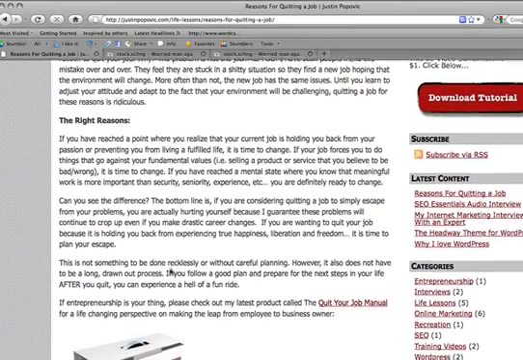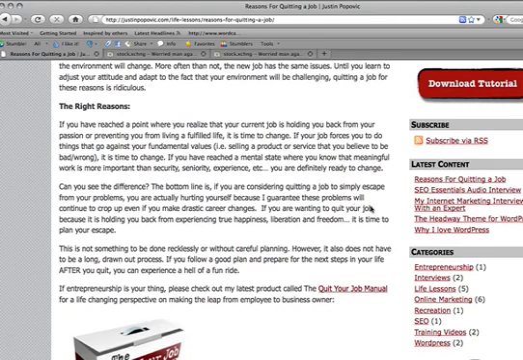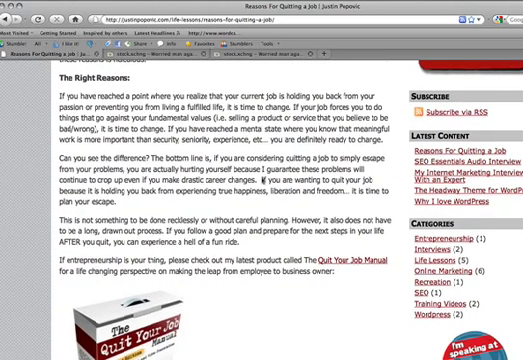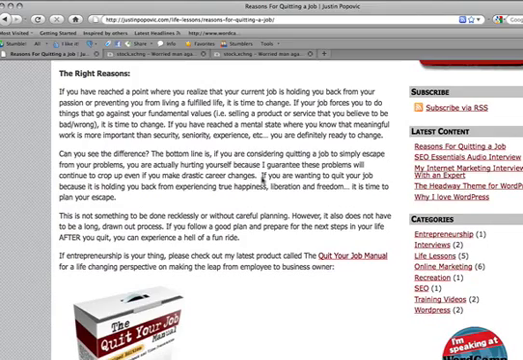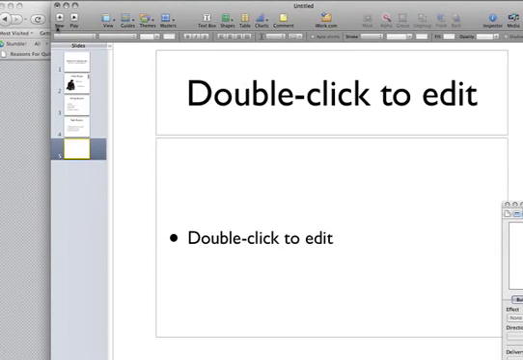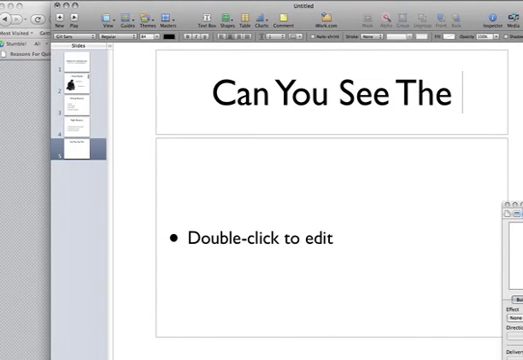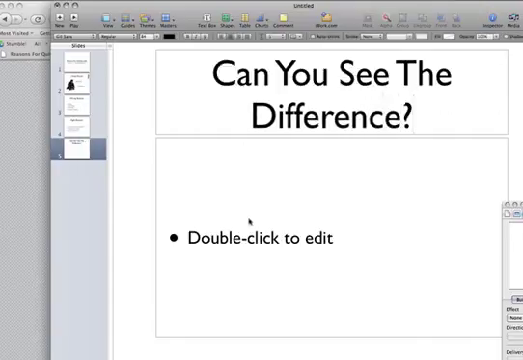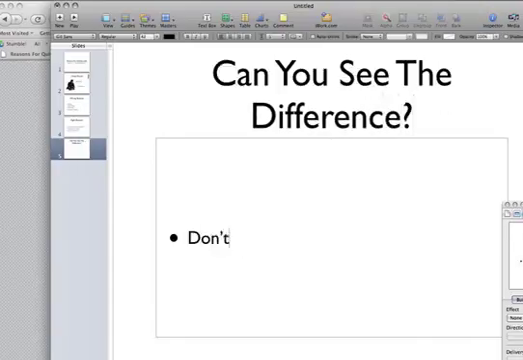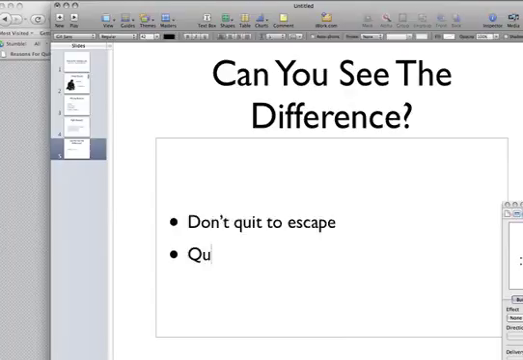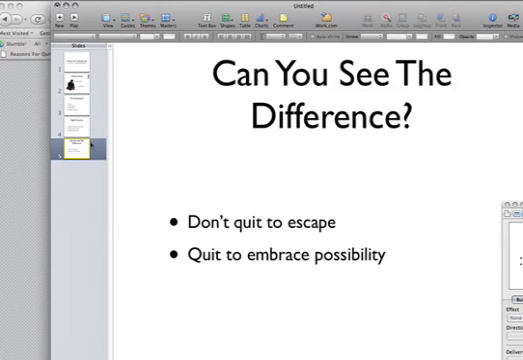And then my summary is basically that, can you see the difference? The bottom line is, if you're considering quitting your job simply to escape your problems, you're going to be hurting yourself. But if you're doing it to embrace possibility, then you're doing it for the right reasons. So I can make my final slide. Can you see the difference? Don't quit to escape. Quit to embrace possibility.